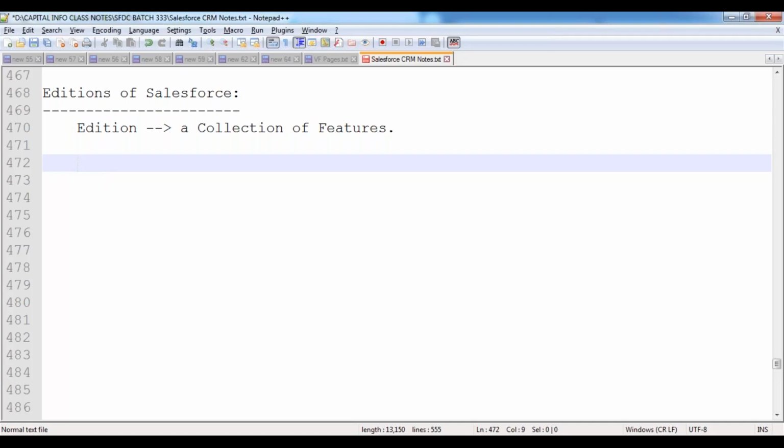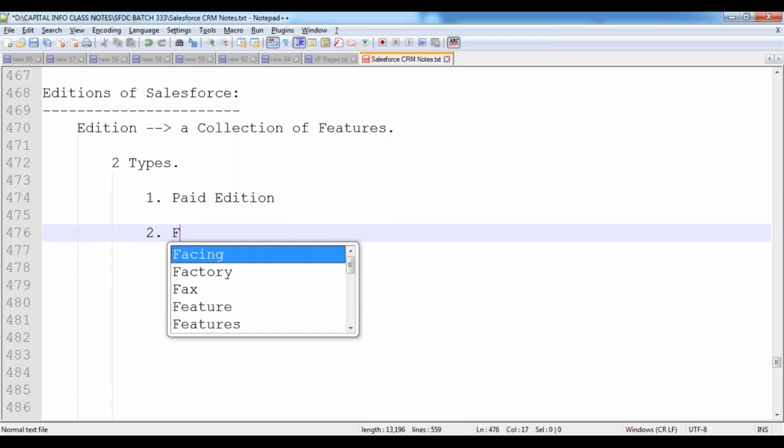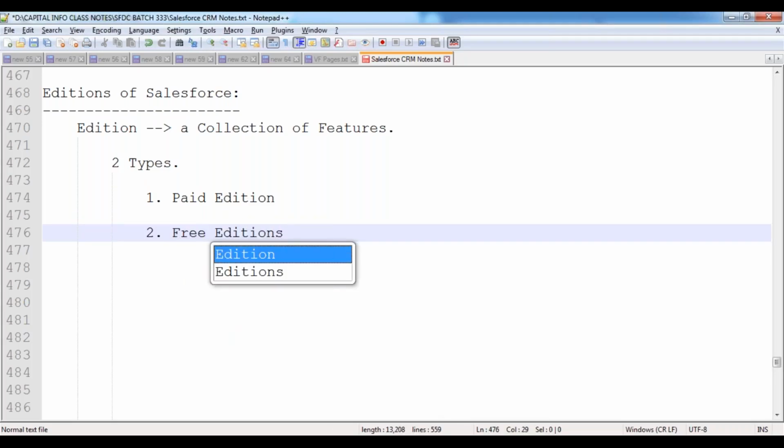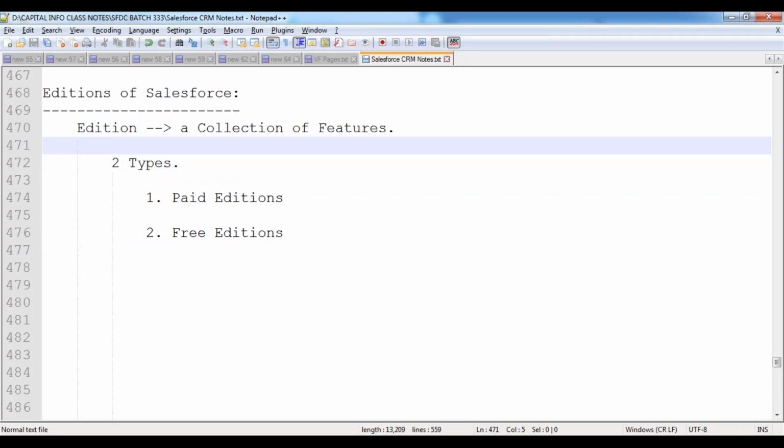So Salesforce provides various editions. Here we have two types of editions available. First one, paid editions. Second one, free editions. Now we can raise a question: Sir, are these editions available only in Salesforce? No, everywhere. In every software, you will have some editions.